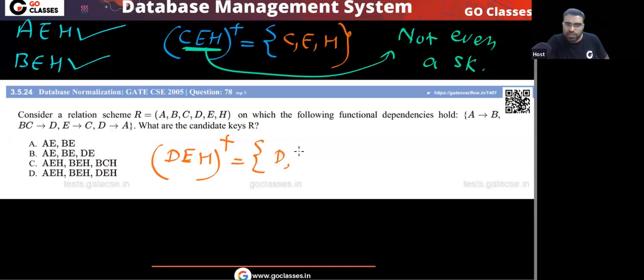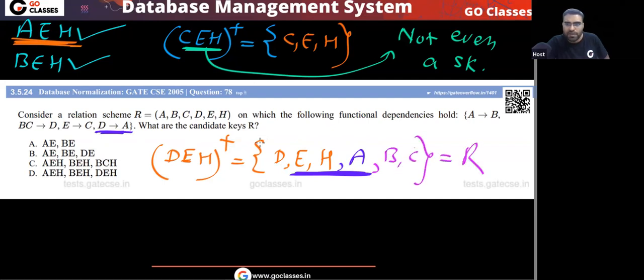DH will give you what? This will give you DEH. Remember, D will give you A. Okay, this D can give you A. Now you can stop, right? Now this itself can give you everything. Yes or no? This AEH, this itself can give you everything. This will give you B, this will give you C, everything. So you can stop.